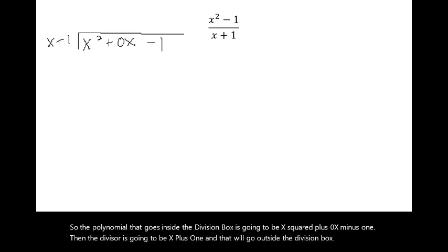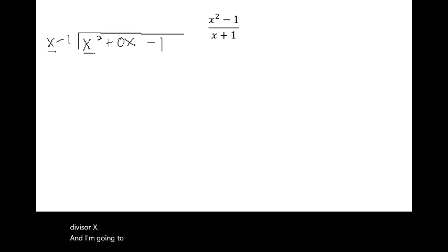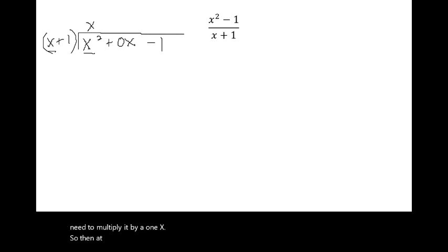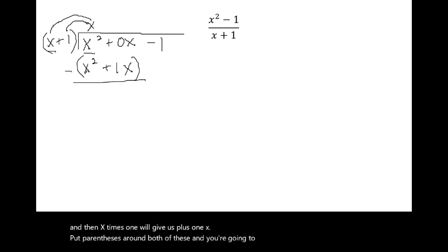So then I'm going to compare the first term in the dividend, x squared, to the first term in the divisor, x. And I'm going to ask myself, what do I need to multiply x by to turn it into x squared? Well, I just need to multiply it by a 1x. So then at the multiplication step, don't forget to distribute. So x times x will give us x squared, and then x times 1 will give us plus 1x. Put parentheses around both of these, and you're going to subtract both of these.